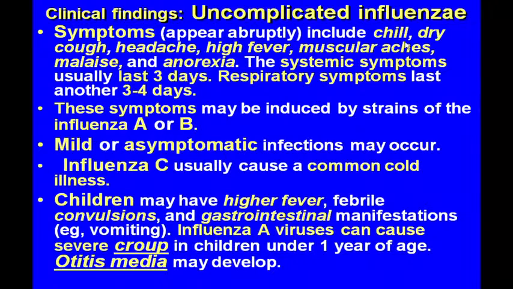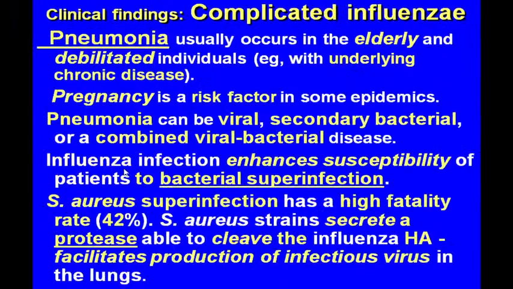You know, the symptoms are typical: chill, dry cough, headache, high fever, muscle ache because of the propagation of the virus in the muscle tissues. And then the systemic symptoms usually last not more than 3 to 4 days, and the respiratory symptoms for another 4 days, and then it's gone if there is no secondary infection. So the most typical complication is pneumonia.